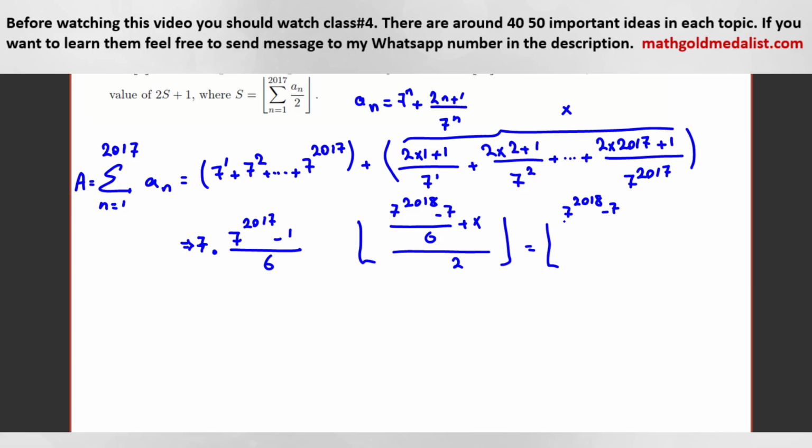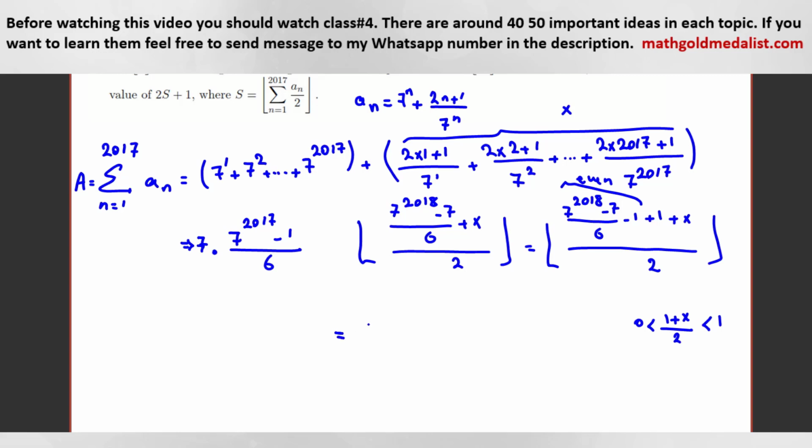Okay, so we can say, let's write it like this: minus 1 plus 1 plus x over 2. Now, do you agree this part is even, right? Yeah. And we know that 1 plus x over 2 is from 0 to 1, right? And this part is even, so it has no effect when you divide by 2. So it is equal to 7 to the 2018 minus 7 over 12 minus 1/2, right?